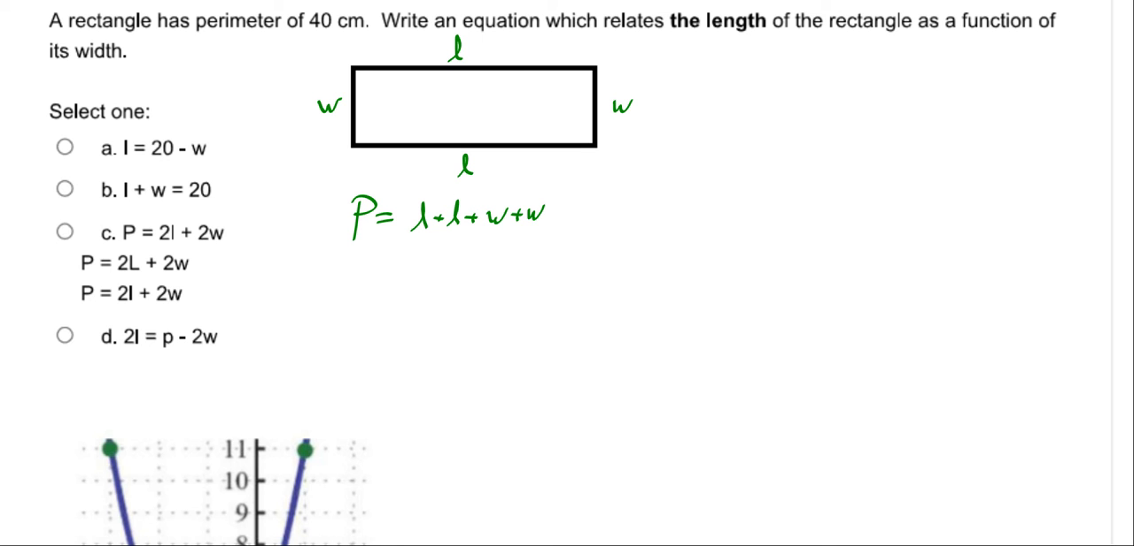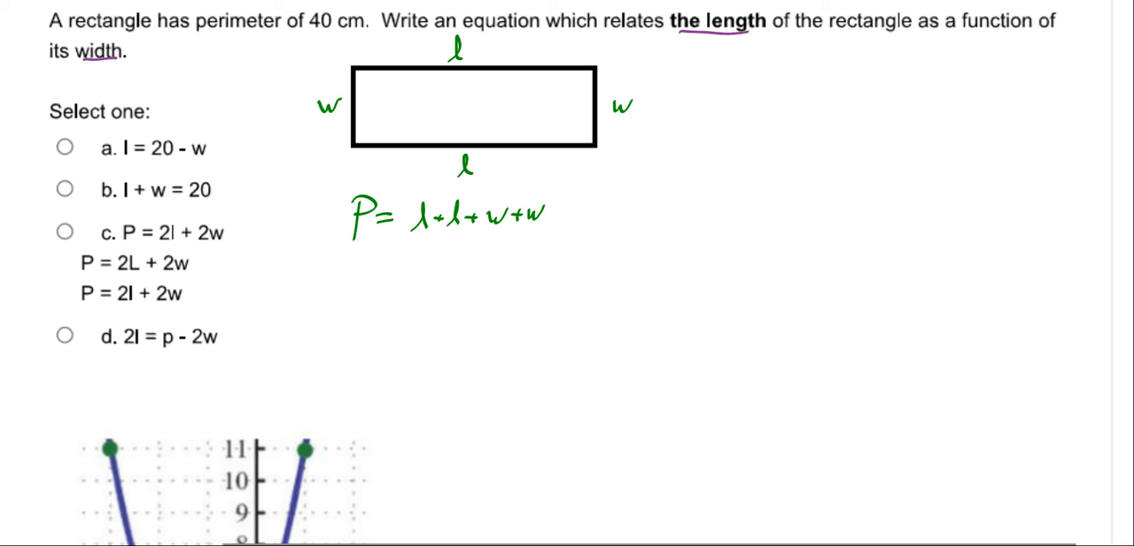Okay, here's the first page of the Unit 5 assignment key. First question here, a rectangle has a perimeter of 40 centimeters. Write an equation which relates the length of the rectangle as a function of the width. So we're looking for something that says L equals something and there's a W in there.